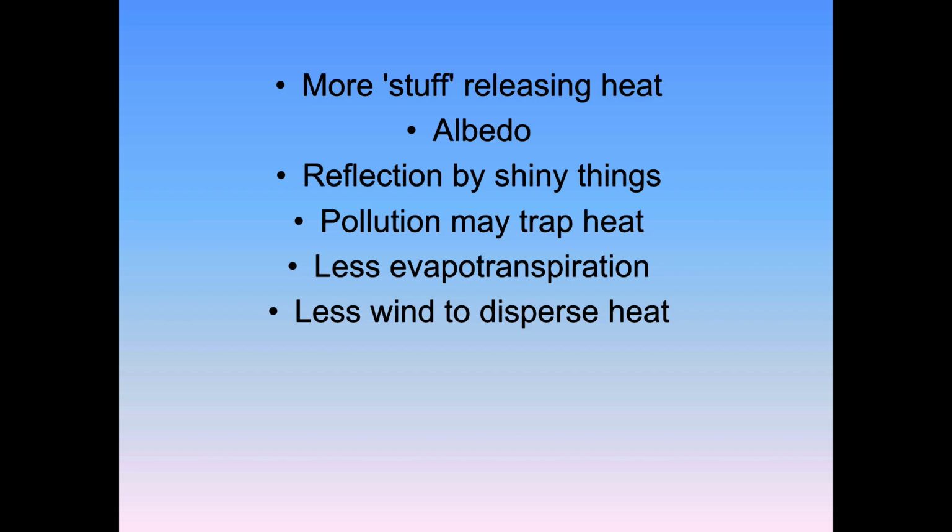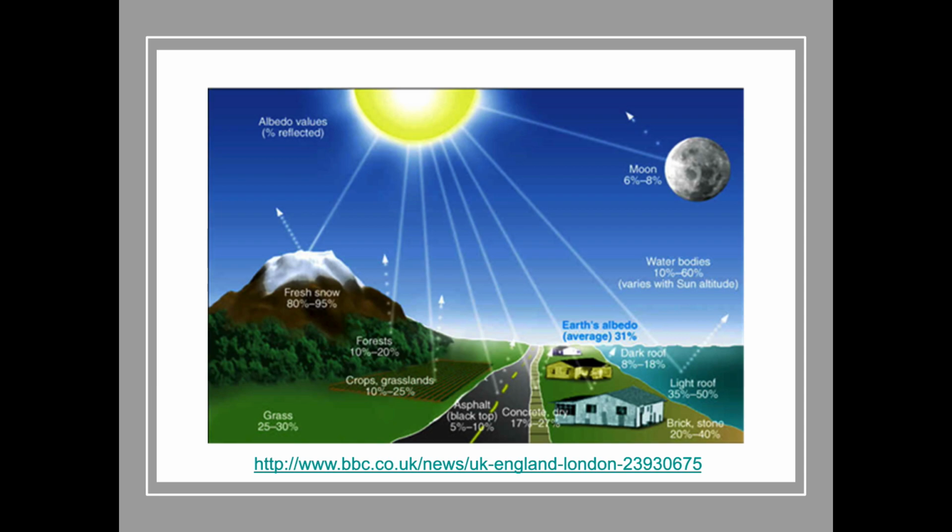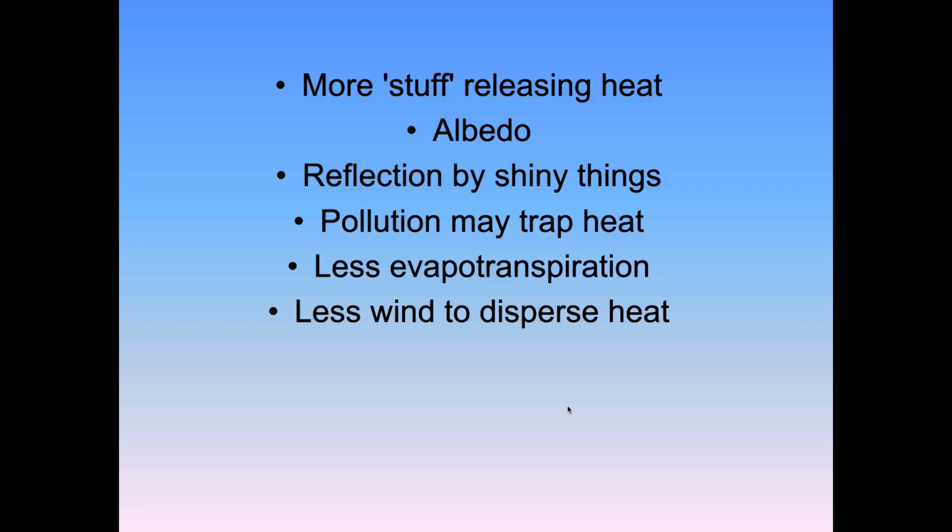Secondly, we have our good old friend albedo, which we talked about back in the beginning of the module. Albedo is linked to the colour of surfaces. Pale coloured surfaces tend to reflect heat really effectively, whereas darker coloured surfaces tend to absorb it. Most urban areas tend to have quite a lot of dark surfaces. Tarmac, for example, roofs are often quite dark, that sort of thing. So we've got a lot of dark colour surfaces.